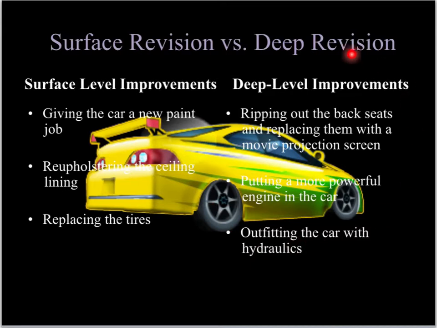Deep level improvements, which would really change the car, would be ripping out the back seats and replacing them with a movie projector screen, putting in a more powerful engine in the car, and then outfitting the car with hydraulics, which would improve the way it drives. Why would that be important? Think about the difference in the car now. One, I have a car that maybe looks nice, and then ultimately if I do the deep revisions, I really have a car that's not only going to look nice, but drive really well.